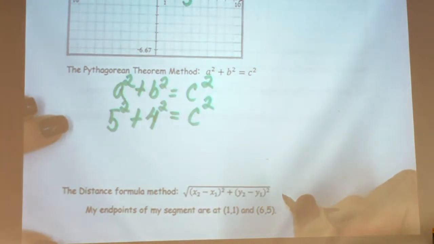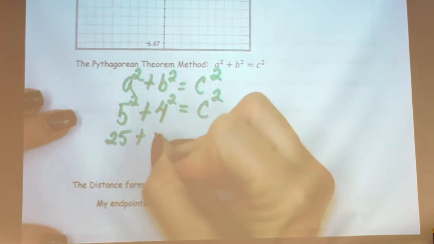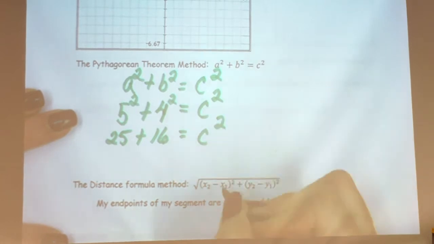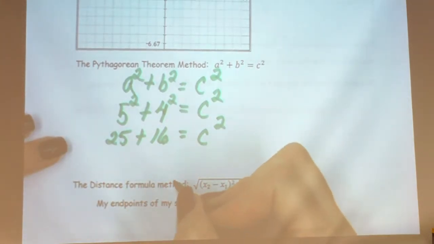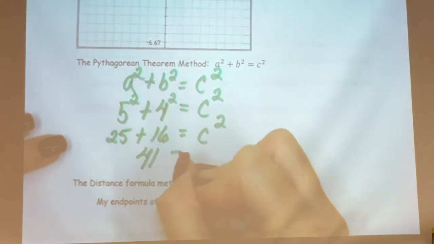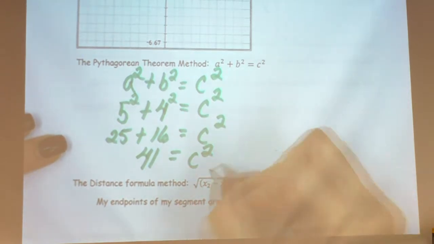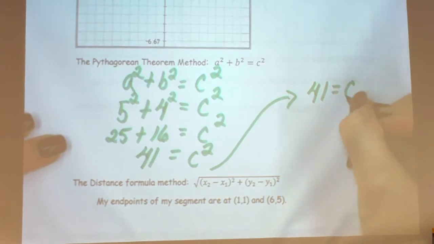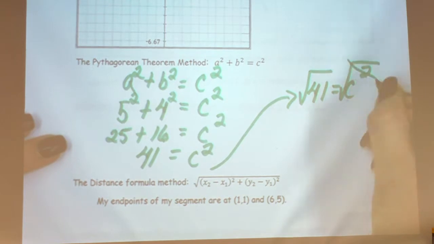Okay? Then you do the math. 5 squared is 25 plus 4 squared is 16. And that's going to equal c squared. Okay? 25 and 16, you have to add those 2 together. When I add them together, I get 41 equals c squared. And then to figure out c, draw an arrow over here, you have to take the square root of both sides.